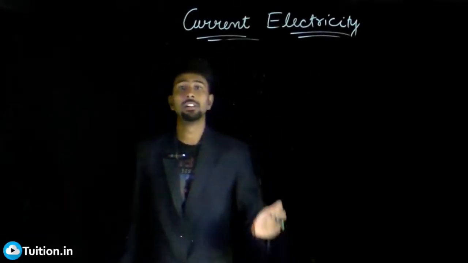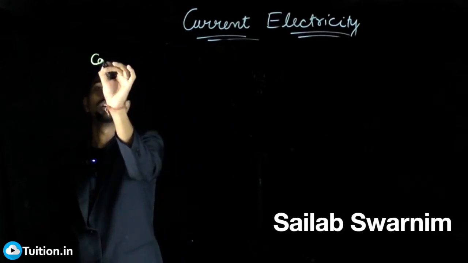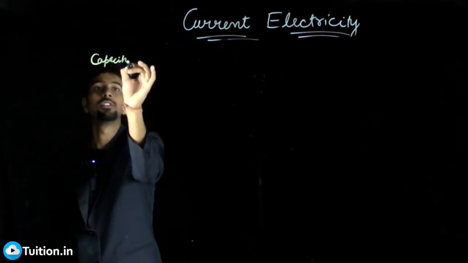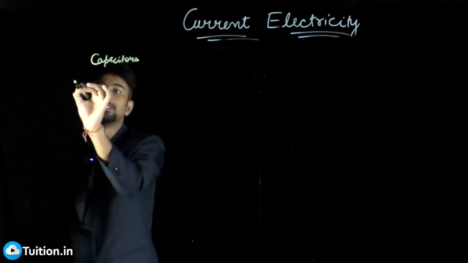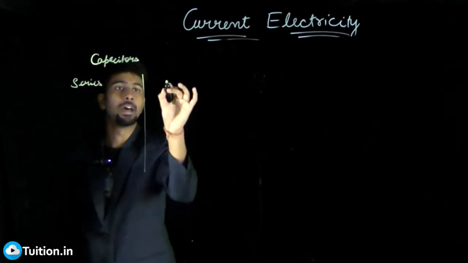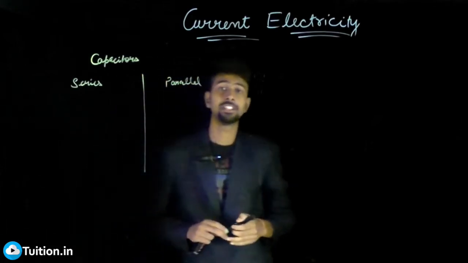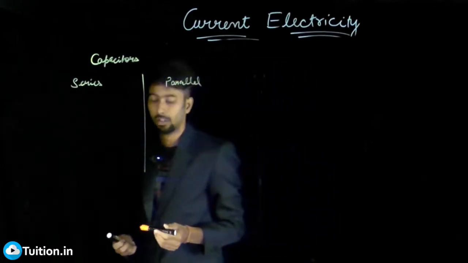Let's now discuss capacitors in series and parallel connections. So you have capacitors in series and in parallel. We are talking about the parallel plate capacitors that we had seen in the previous chapter.